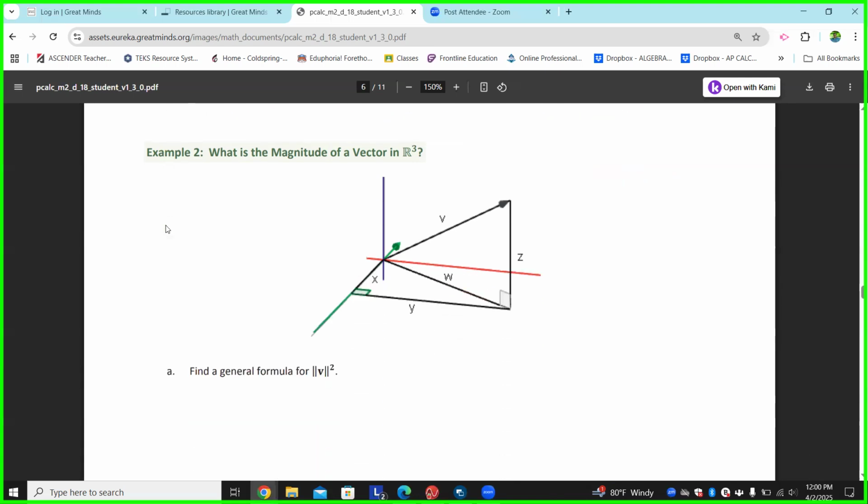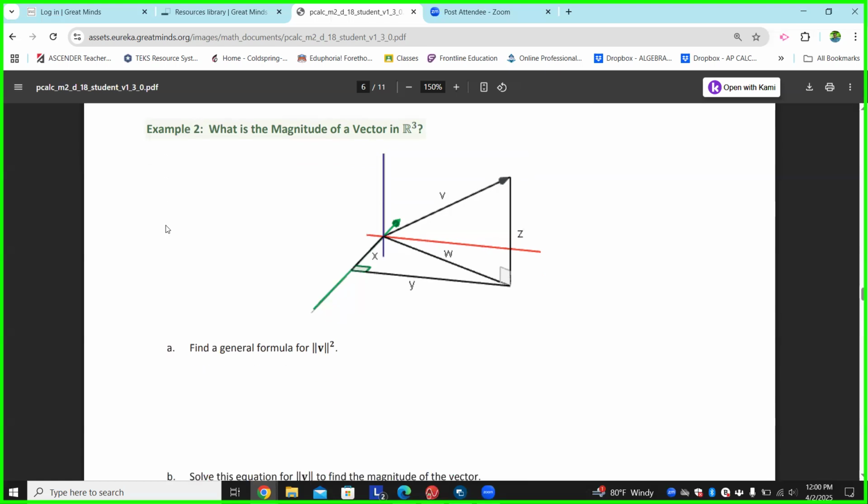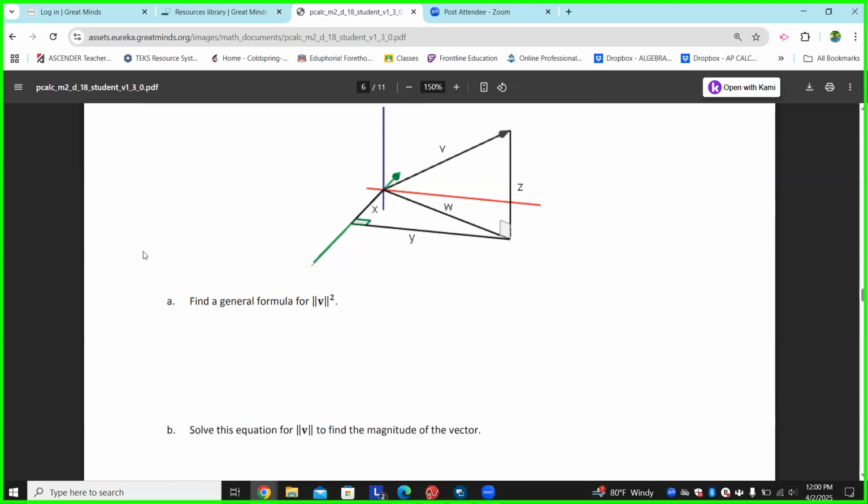All right. Example 2, let's talk about how to find the magnitude. What's magnitude mean? Distance from. Well, a vector tells you distance and direction, but magnitude is just distance from the origin. Let's talk about how to find the distance of a three-dimensional shape. So there's a beautiful shape that I don't have to draw, which is fine by me.